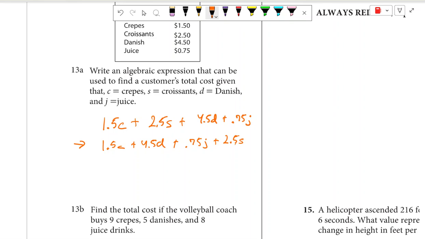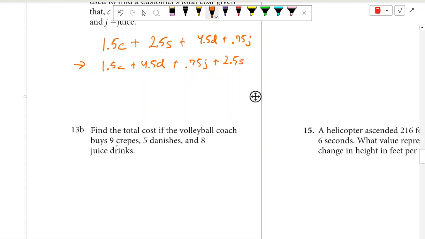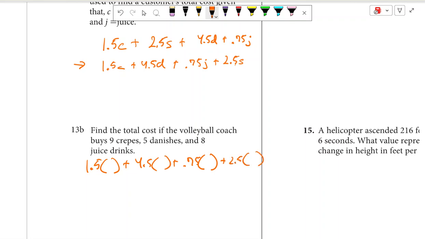13B. Find the total cost if the volleyball coach buys 9 crepes, 5 danishes, and 8 juice drinks. Now this is going to be easy since we just made that up there. This is substitution property of equality. So we'll take our first one, 1.5, and put parentheses. We'll do 4.5 parentheses plus 75 cents parentheses plus 2.5 parentheses.